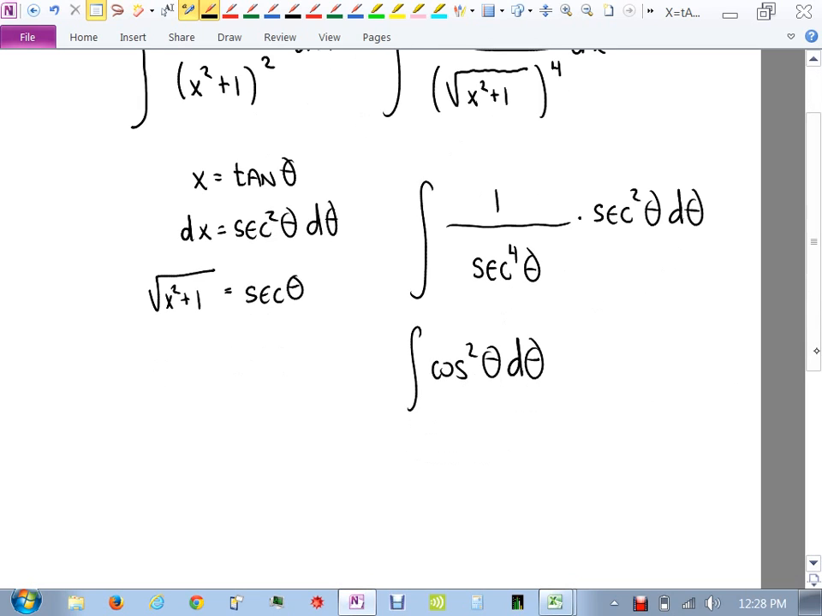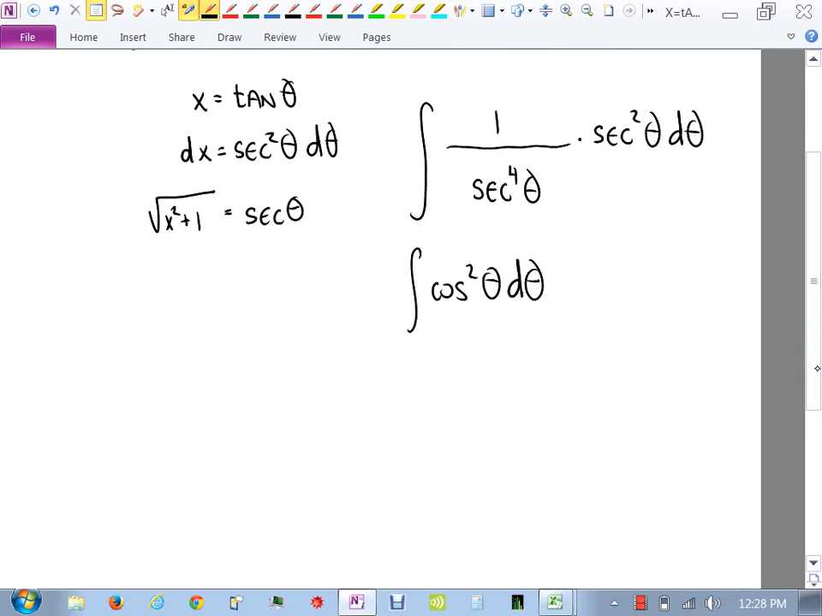And how would you integrate cosine squared theta d theta? Power reducer, half angle, and then you're in business. Now I want to take this a little bit further because we haven't had one turn out like this, and I think it's important for you to see. Does anyone have a question, though, on where any of that came from?